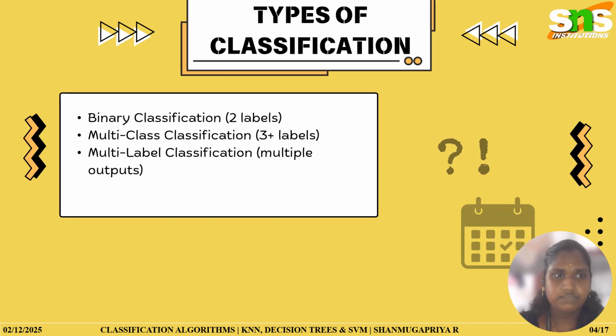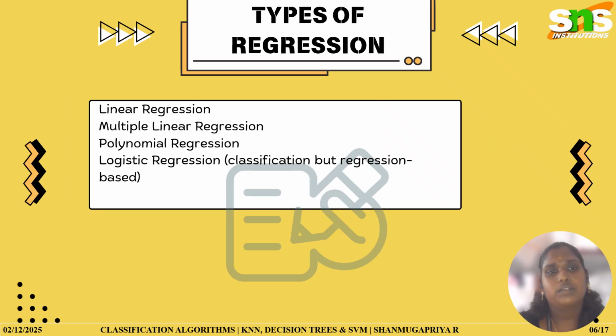So what are the types of classification? Binary classification, multi-class classification, and multimodal classification. Maybe two labels, or three, or multiple labels can be used. The next type is regression. Regression is another type of method in machine learning, similar to classification. Some of the basic ones are linear regression, multilinear regression, polynomial regression, and logistic regression.